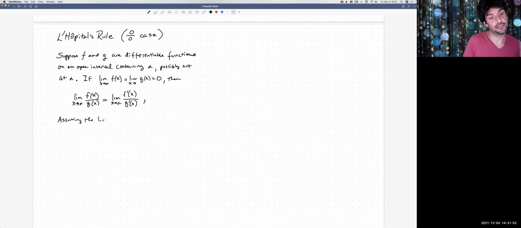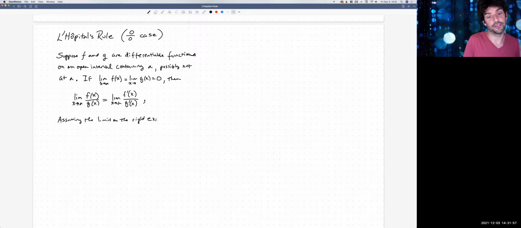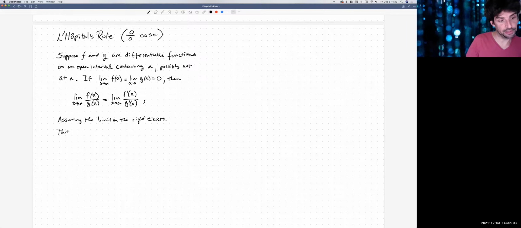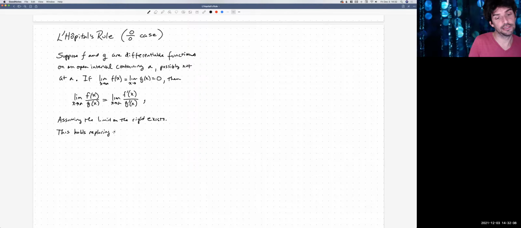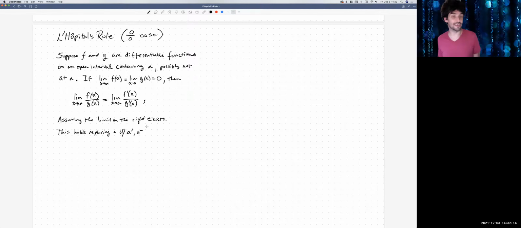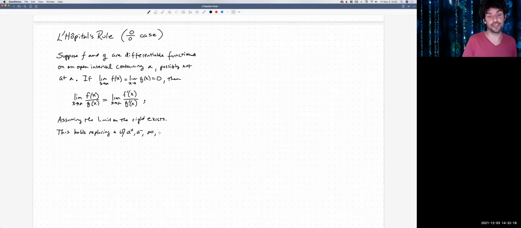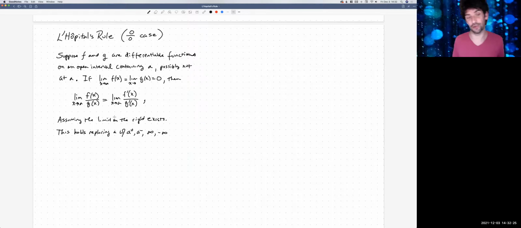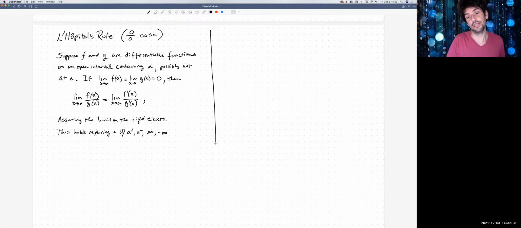Notice this works assuming the limit on the right exists, right? So that has to exist for this to work. Also, this holds if we replace a with a plus or a minus, meaning we can do this as a one-sided limit as well, if that's something we're interested in. This also works if we're taking limits at infinity, positive or negative infinity. So these limits can be x going to a number or positive or negative infinity, and this rule will still hold. Let's do an example.